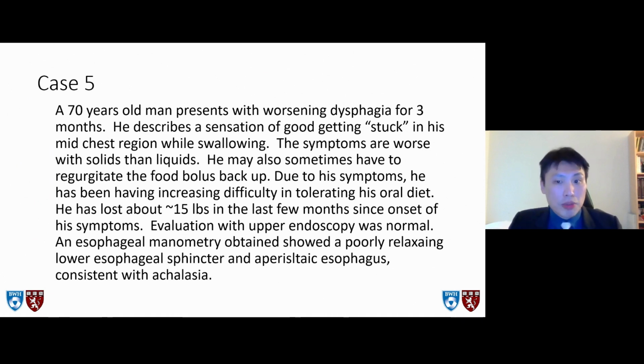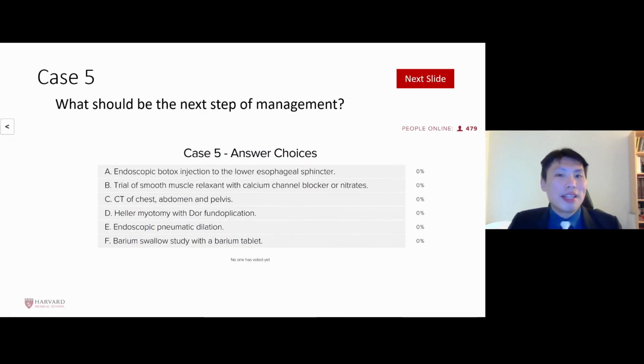He underwent an evaluation with an upper endoscopy that was normal, and an esophageal manometry that showed a poorly relaxing lower esophageal sphincter and an aperistaltic esophagus, consistent with achalasia. So the question is, what should be the next step of management in this 70-year-old man who was diagnosed with achalasia because of swallowing symptoms for 3 months?